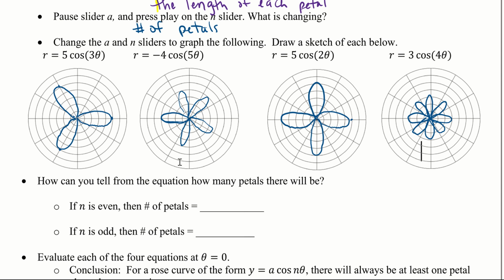All right, how can we tell from the equation how many petals there were? Well, if n is an even number, then the number of petals is twice that. But if n's odd, then the number of petals is n.